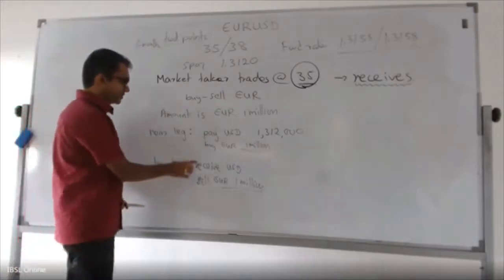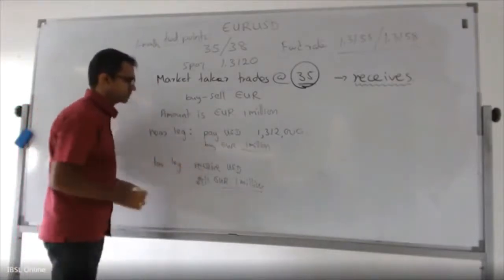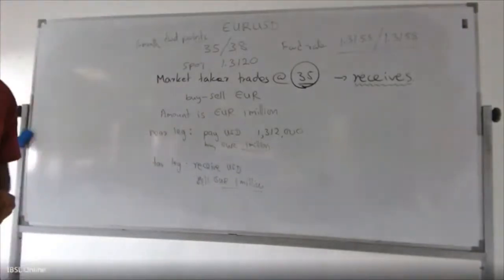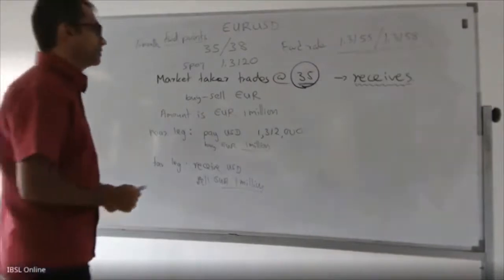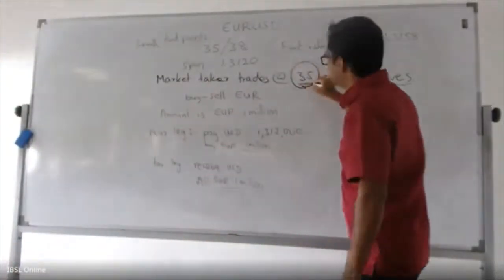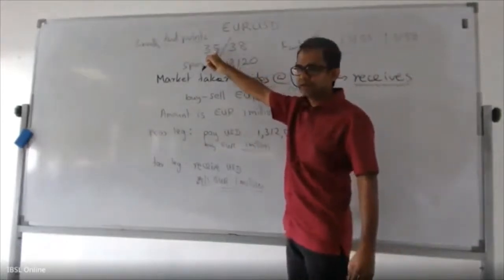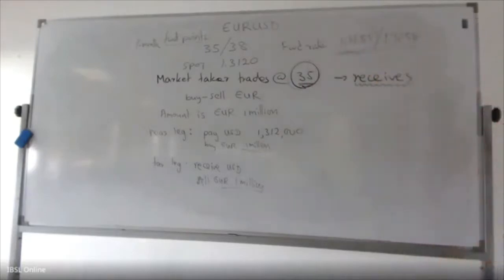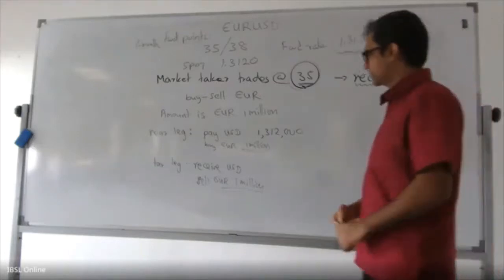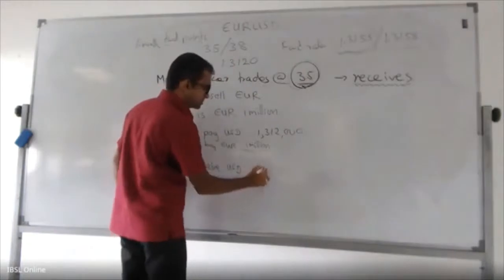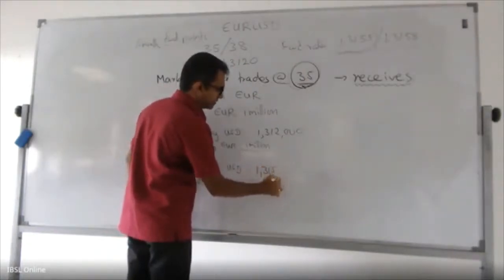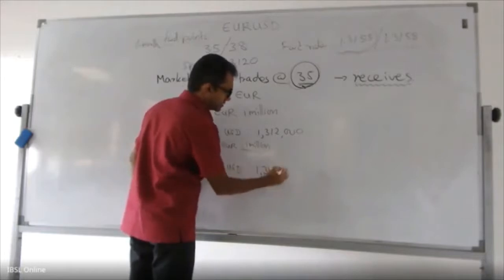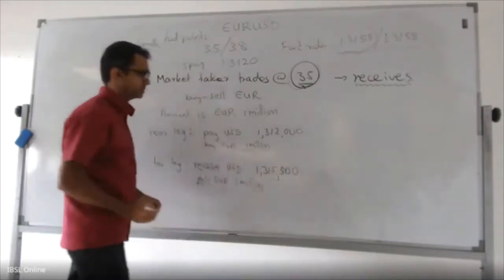What is the amount that you receive in dollars? What's the applicable forward rate? You traded on 35. That means at the bid. So applicable rate is the bid rate, 1.3155. What's the dollar amount then? 1,315,500 dollars.